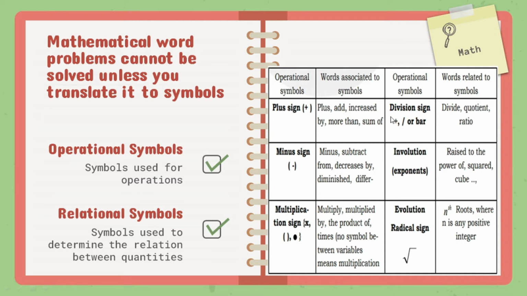And then we have your division sign. We use the words divide, quotient, and ratio. Involution, we have the exponent, so raised to the power of. So pwede din yung squared, so meaning to say ang exponent ay 2, cube, ang exponent ay 3, and so on. Now we have here the evolution radical sign. So we have this radical sign, we use the words like pag ma-encounter natin yung nth roots, meaning to say yan ay square root. Okay?